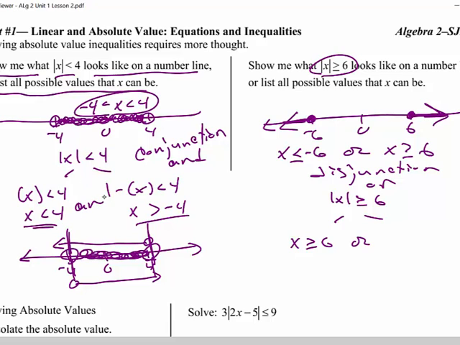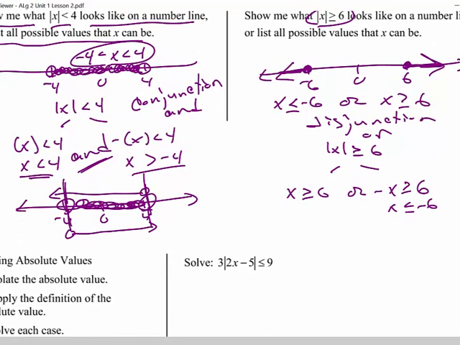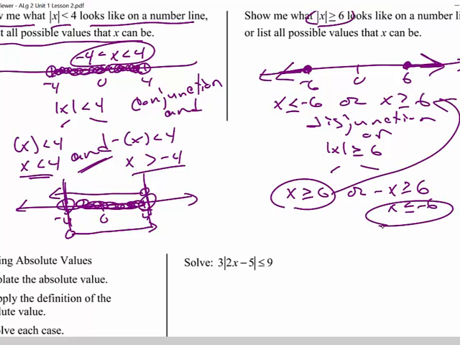Over here we use the word and, I forgot to write that, because it has to be both. So here we get negative x is greater than or equal to 6, which is x less than or equal to negative 6. Notice I divided both sides by negative and flipped the inequality. So there's where you get the two graphs. So here's this one, and here's this one. You just combine the two into one graph. That's what you're after.